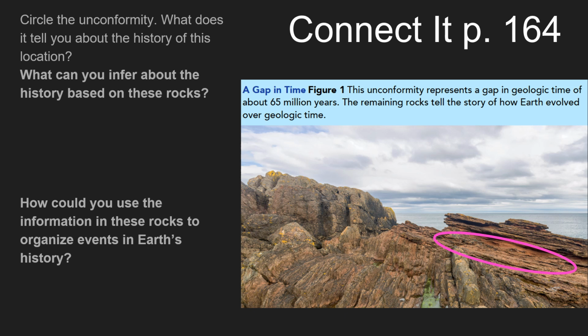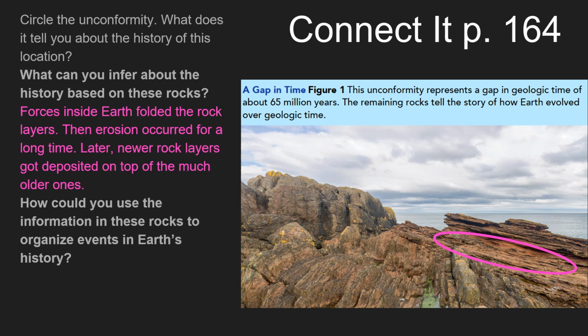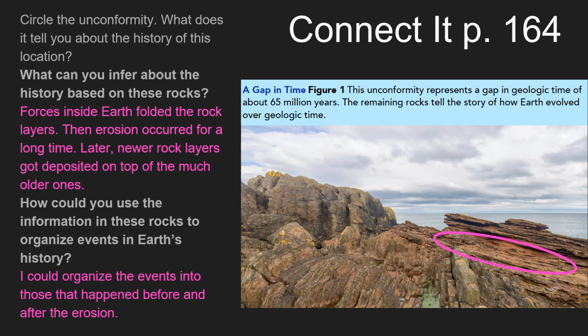So now answering our questions, what can you infer about the history based on these rocks? Forces inside Earth folded the rock layers, then erosion occurred for a long time. Later, newer rock layers got deposited on top of the much older ones. How could you use the information in these rocks to organize events in Earth's history? So I could organize the events into those that happened before and after the erosion.